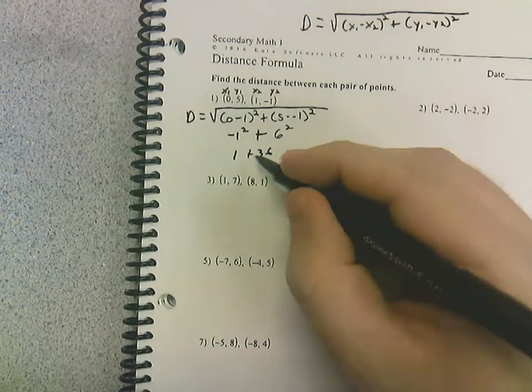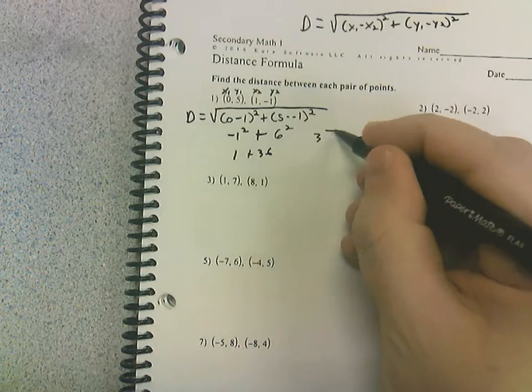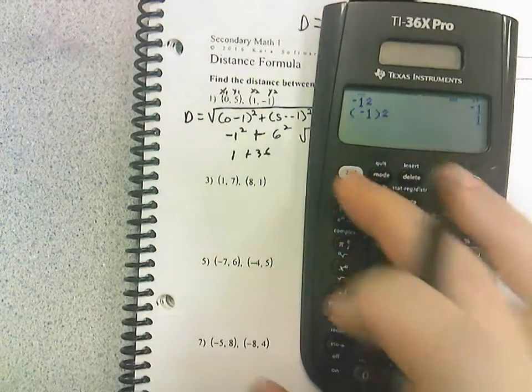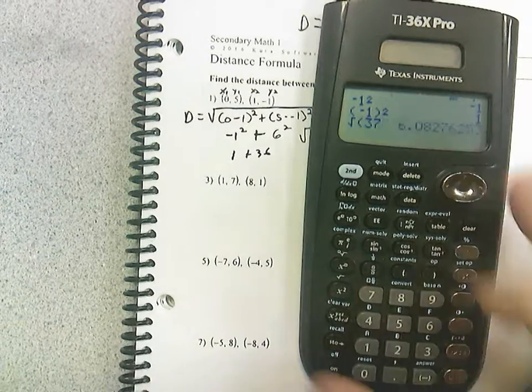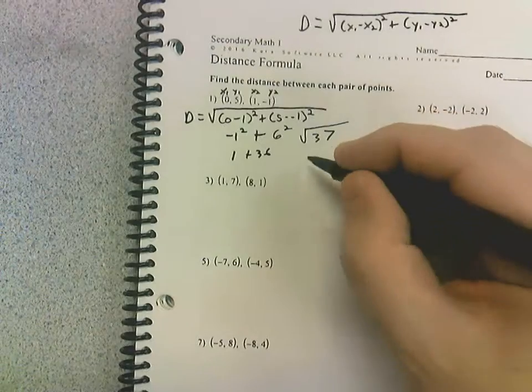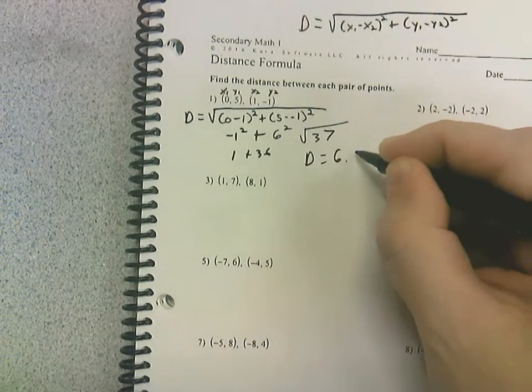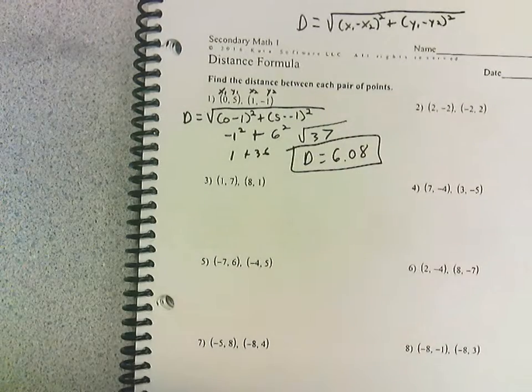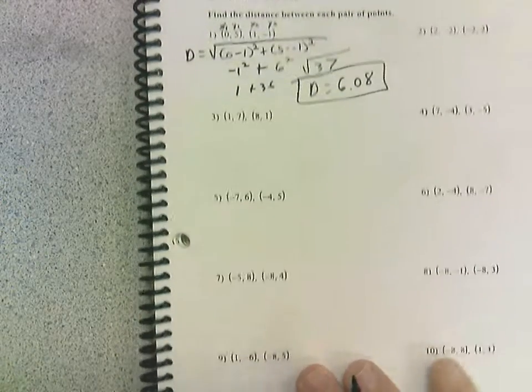Add them together, we get 37. But then we still have that square root that we need to do, so we would square root it. And we get 6.082, which would just round to 6.08. And that's your final answer right there. Okay, let's look at another example.